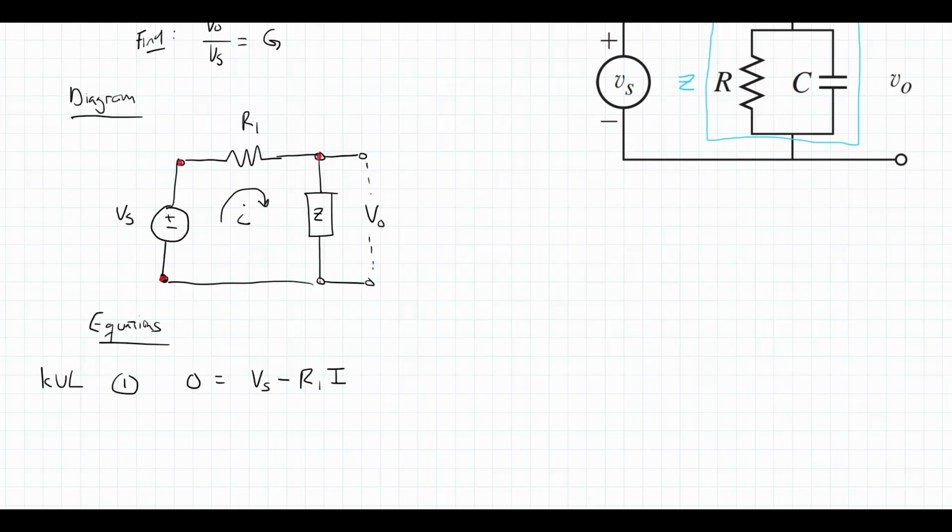I'm going to go across this impedance block. So again, I'll have a voltage drop because I'm going with the direction of current. So that has an impedance of Z times the current going through it, which is I. And then I am going to end up back where I started, so I have closed my loop. So this is my first equation from using KVL.